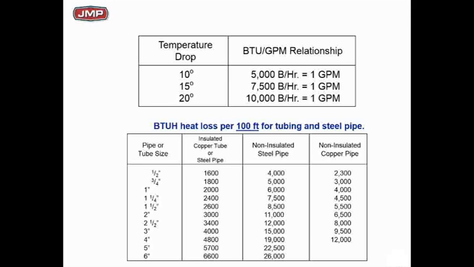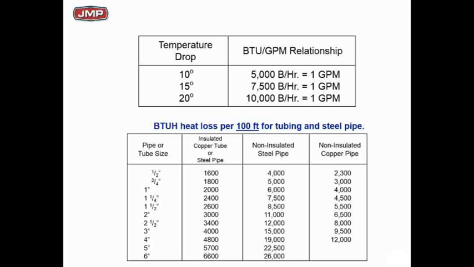If you had a 20-degree drop, 1 GPM would allow you to get 10,000 BTUs. In other words, if my heat loss on a piece of pipe was 10,000 BTUs, I could flow 1 GPM through it at a 20-degree delta T. If my heat loss was 10,000 BTUs, I could put 2 GPM through it with a 10-degree drop. So the message is this is a quick, table way of calculating the GPM required to offset that heat loss in my supply pipe.